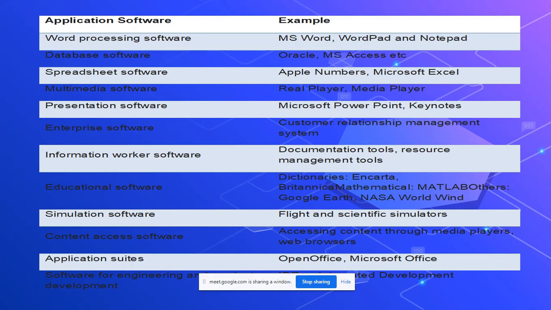So, yeah. Content access software, accessing content through media players, web browsers, etc. Application suites, yung Microsoft Office natin. Sa iba, meron din na ibang tama ba? May Kingsoft ba na software for Office? Parang meron, di ba? Kingsoft. Meron, sir. Kingsoft, tapos yung isa pa WPS. Parang WPS din yun. So, yeah. And for engineering, we have AutoCAD and IDE. So, yeah.